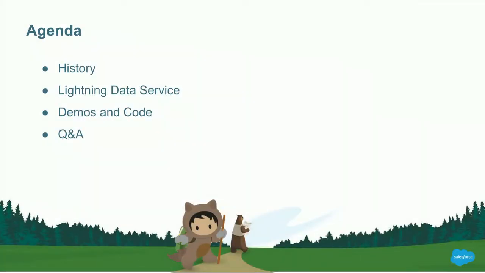OK, so here's the agenda. First, we'll talk about a little bit of history, where it came from. It is basically the experience of what we have seen throughout, how customers are using Lightning. And then we'll talk about what Lightning Data Service is and how you can use it in the components. And then we'll go over the demos and, of course, code. This is the developer theater, no code, no session. And then in the end, if you have any questions, we'll go through that. If we run out of time, we're here and ready to take as many questions as you have.